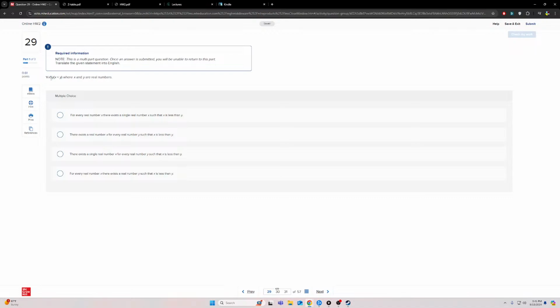For every x value, there exists a y value where x is less than y. Yeah, true. We're looking at x first. For any x we plug in, there's something that is greater than it. For every real number x, there exists a real number y such that x is less than y. Exactly.